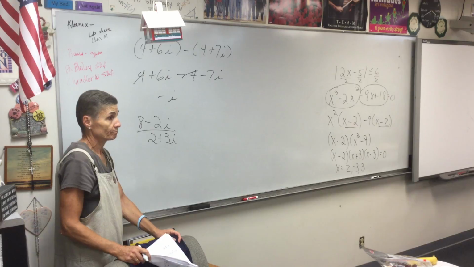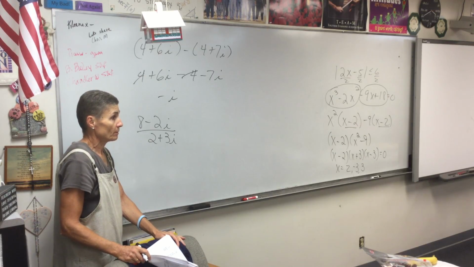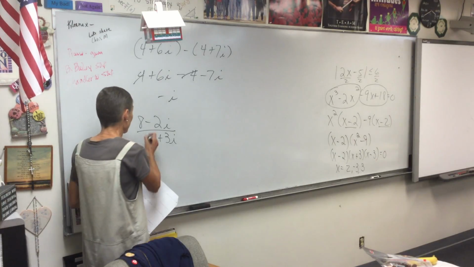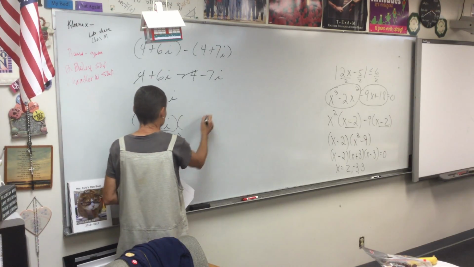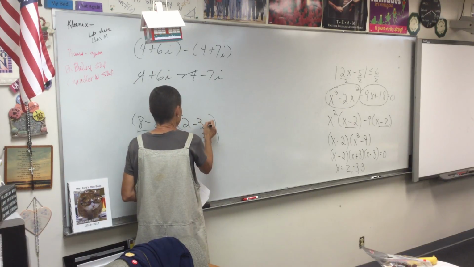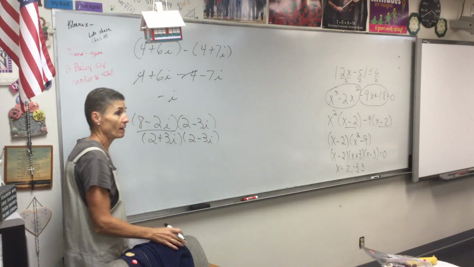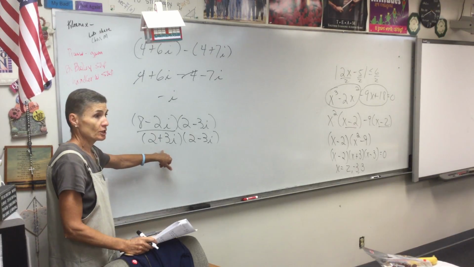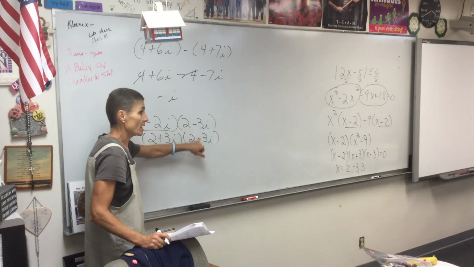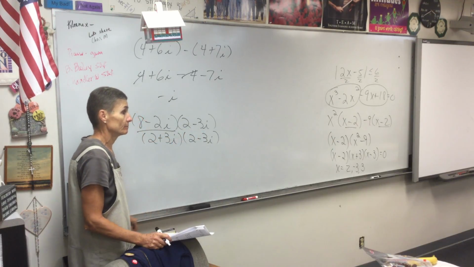Now what? Next problem. Where do we go? Multiply by the opposite of the denominator. So what am I multiplying by, Chris? 2 minus 3i. It's called the conjugate. And I have to do it on the top and the bottom. So it's the conjugate of this denominator right here, multiplied on the top and the bottom.